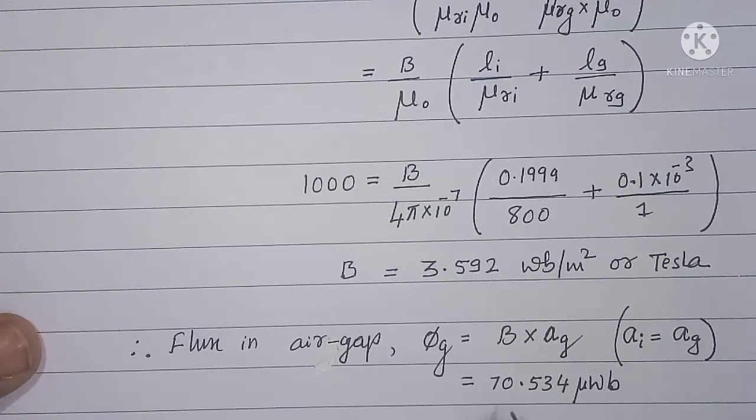You can see here the flux value is lesser compared to the flux value in the first problem. It is so because when an air gap is introduced, the reluctance of the circuit increases and hence the flux value comes down.